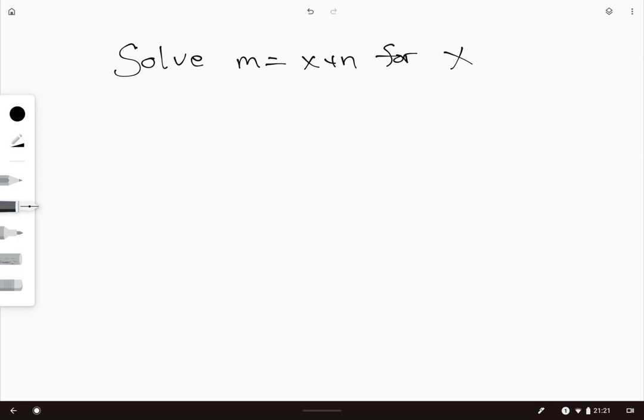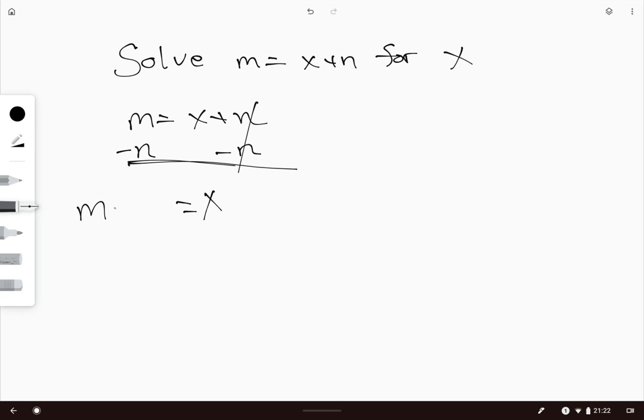So if I'm going to solve for x, the same thing is I want to isolate the variable x on one side of the equation by itself using inverse operations. So since I'm adding n, the opposite of adding n would be to subtract n from both sides. So n minus n cancels out and becomes 0. So I'm left with x equals m minus n.